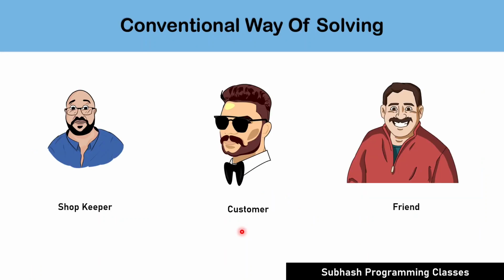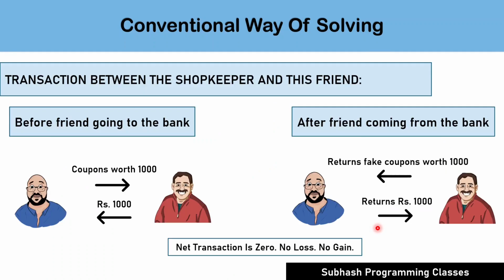Let us first look at how to solve this problem in a conventional manner. Let me solve it systematically. There are three people involved in the story: the shopkeeper, the customer, and the shopkeeper's friend. Let us first check the transaction between the shopkeeper and his friend. Initially, after getting the coupons from the customer, the shopkeeper exchanges these coupons with rupees 1000 in cash from his friend. That's the first scenario. After his friend realizes the invalidity of the coupons, the shopkeeper pays him back the rupees 1000 cash in return for the fake coupons. This is the second scenario.